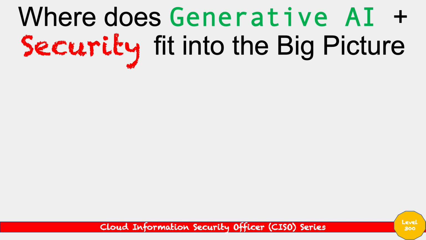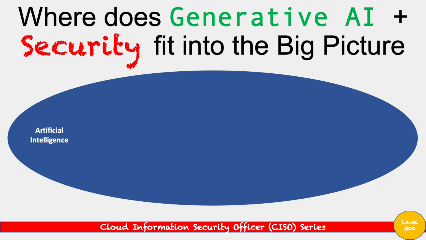In this module, we're going to be looking at generative AI and security and how it fits into the bigger picture of things. So let's dive straight into it. Now, generative AI, by definition, does use the word AI, so it has to have something to do with artificial intelligence. So the question is, what is artificial intelligence?